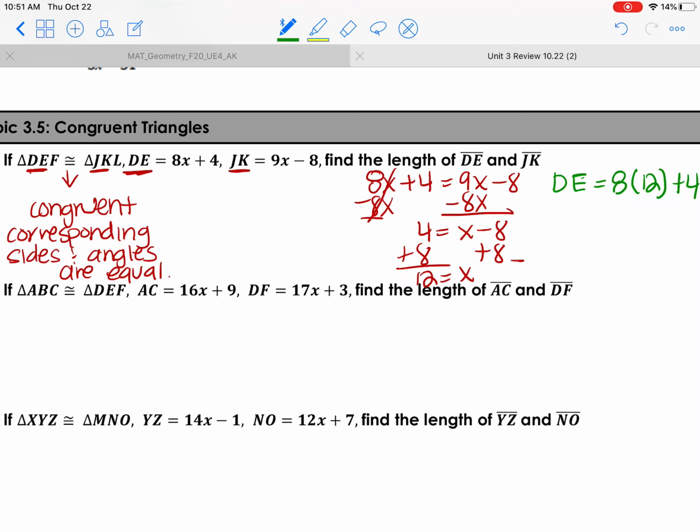So here what we do is we substitute that x value, and we get 8 times 12 plus 4, and it'll give us 100. So if DE is 100, then JK is going to be 100 because we said that these were congruent.